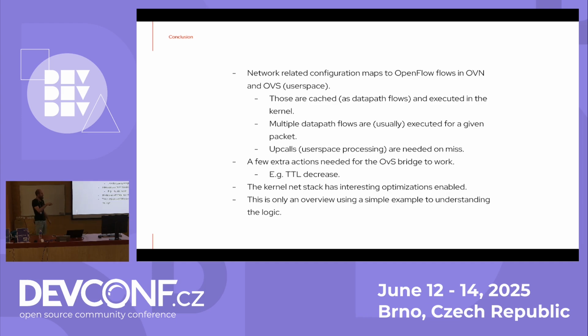There are a few other actions needed, like the TTL one. Well, it's needed whatever the configuration you're doing, if you're taking a packet and routing it to a pod. And we also saw some interesting optimization, even though it was really not a deep dive. Of course, keep in mind this is a simple example to understand things, but at the core the logic will be the same. Even if you have multiple nodes, even if you have more advanced configuration, in the end it will look like this logic.